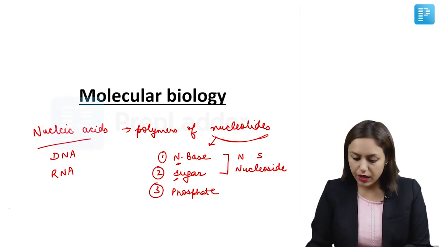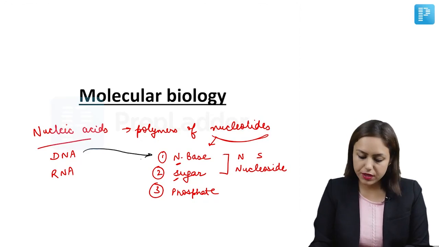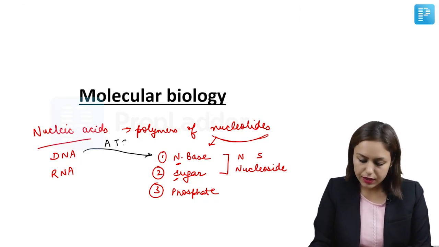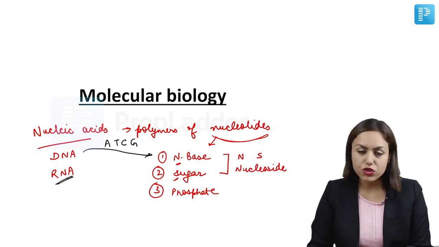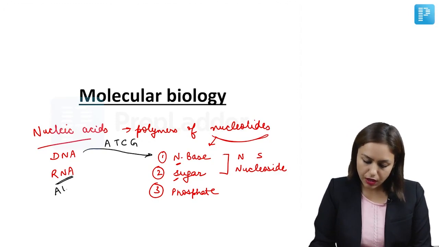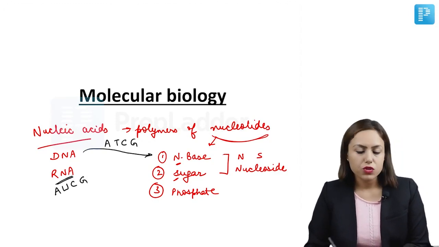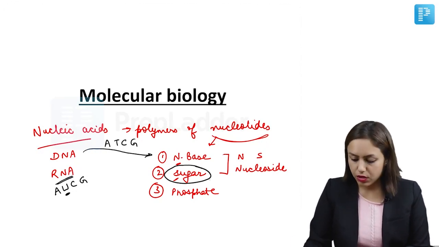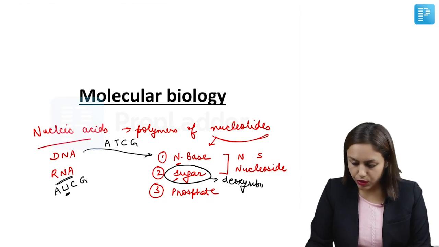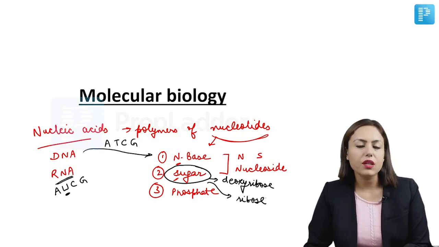Now, DNA has which nitrogenous bases? A, T, C, G: adenine, thymine, cytosine, guanine, right? And RNA has which nitrogenous bases? A, U, C, G. So instead of thymine, it has uracil. And what is the sugar in DNA? The sugar is deoxyribose in DNA, and it is ribose in RNA.